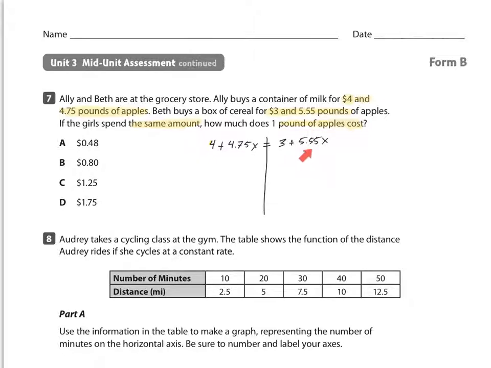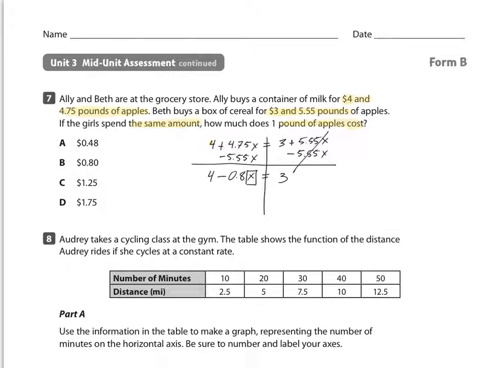We are going to get rid of the one on the right side. So, we need to do the inverse of 5.55x, and that's going to be negative 5.55x. And you need to do that to both sides. Now you get 4 minus 0.8x equals 3.